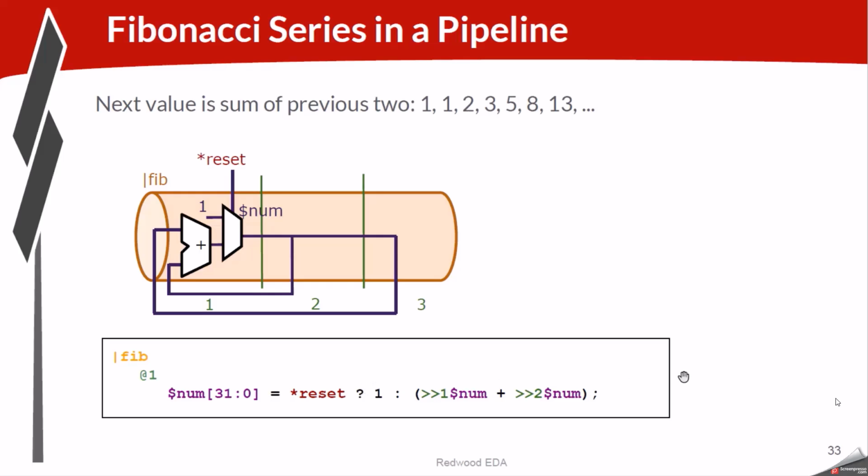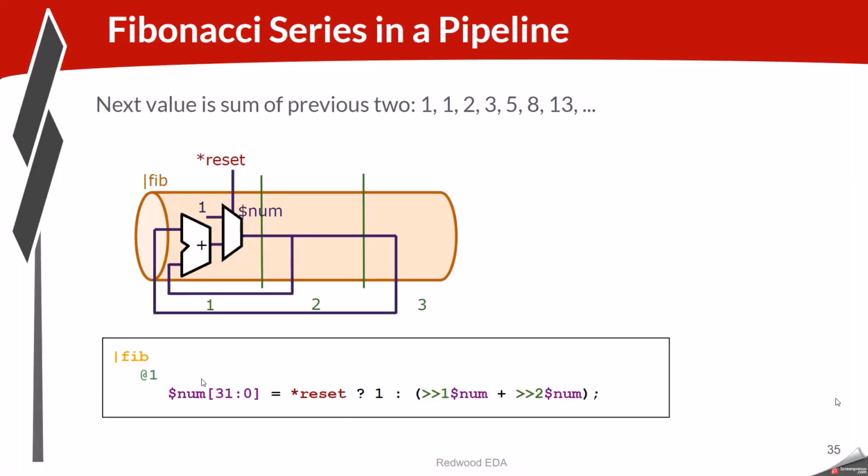Okay, and this is absolutely identical to what we did before. It's just that before we weren't explicit about the pipeline. Everything in TL Verilog is in a pipeline. So even though we weren't explicit about the pipeline, the logic existed in a default pipeline in the default stage 0 of that default pipeline.